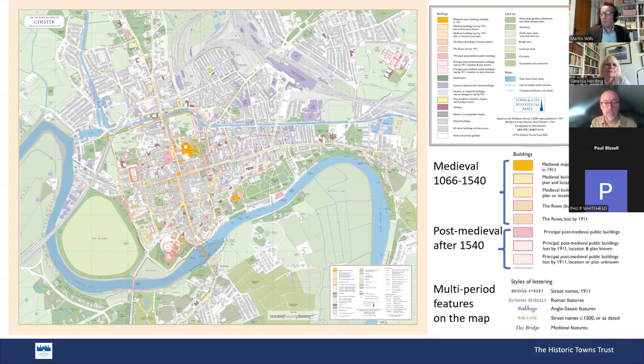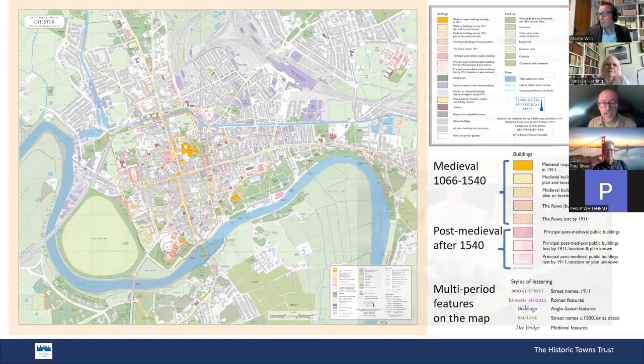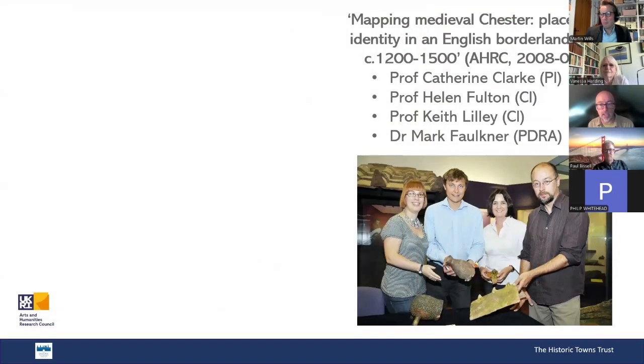And it's those invisible or less easy to see things which I was able to say something about in a project called Mapping Medieval Chester, Place and Identity in an English Borderland City, funded by the Arts and Humanities Research Council. It was a collaborative project with colleagues at that point in time at the University of Swansea, Katherine Clark and Helen Fulton, myself at Queen's University Belfast, and a postdoctoral researcher, Mark Faulkner, who was working with Katherine and Helen. Helen is also a trustee of the Historic Towns Trust and has been very closely involved with producing maps, including a very nice one of medieval Bristol.